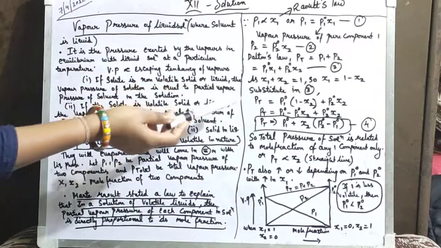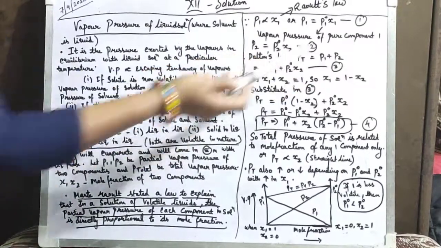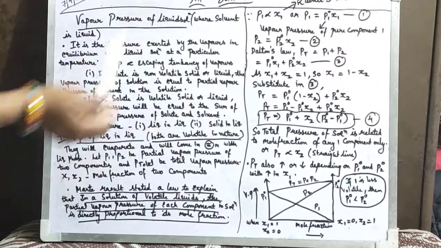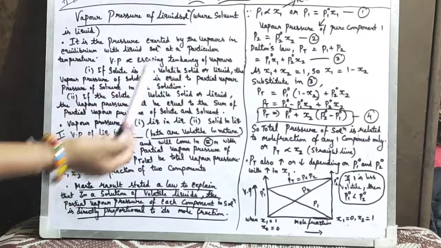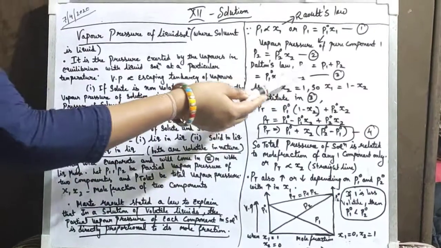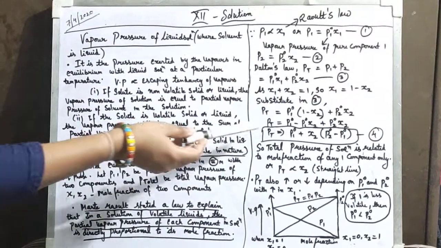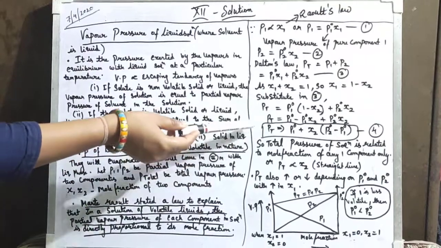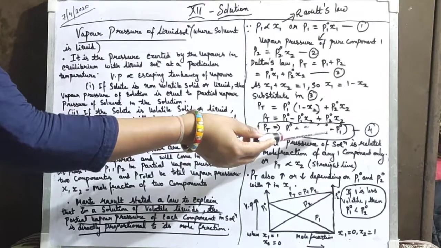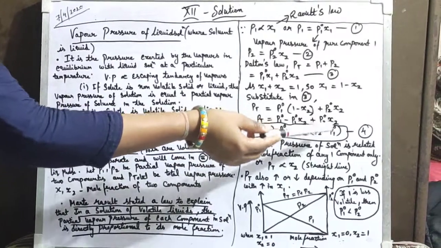So if I want a value of x1, then what can I do? It is 1 minus x2. I can also calculate the x2 value from this and substitute it. You can do it either way, right? I have substituted the x1 value, so I am substituting this in the expression third. So you will get an expression like this: P total equals P1 naught plus x2 bracket P2 naught minus P1 naught, right?